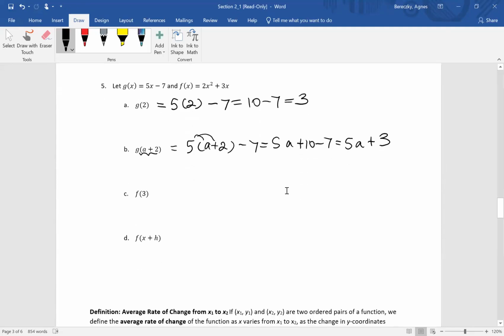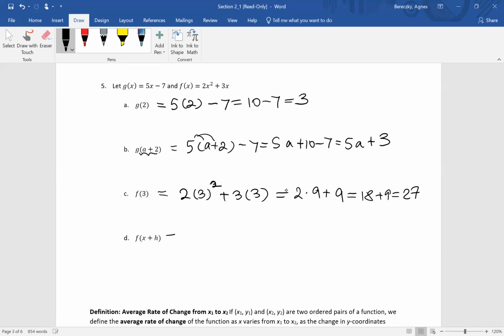f of 3 represents putting 3 for x in function f, and then simplify it. 2 times 3 squared plus 3 times 3. 3 squared is 9, 2 times 9 is 18, plus 9, which is 27.